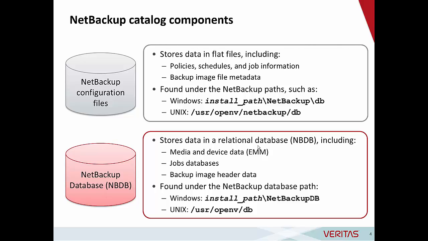Netbackup catalogs store all of the crucial metadata about your backup environment and about the backups that you've performed. There are two types of files that make up the Netbackup catalog. There are configuration files, which are flat files. Sometimes they're text, sometimes they're binary, but they contain mostly configuration information about the Netbackup environment and lists of files that have been protected. The Netbackup database, the NBDB, is a Sybase relational database, and so some data about your environment and some image information is stored here.